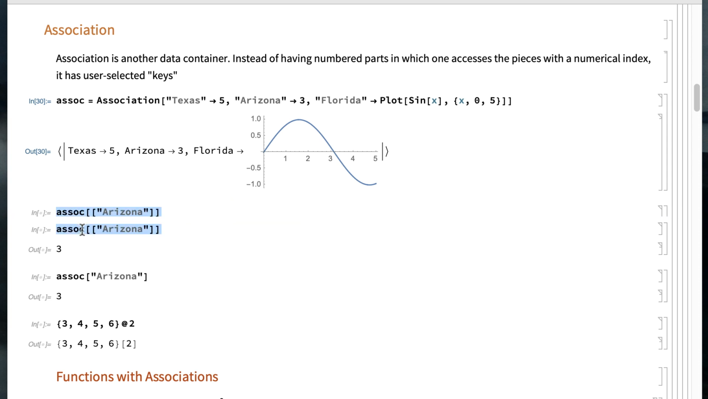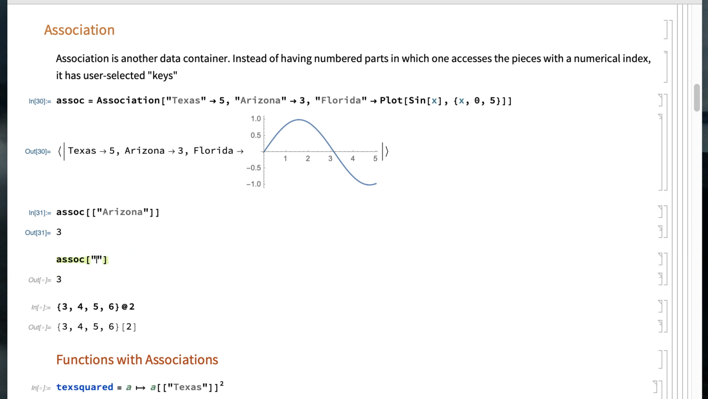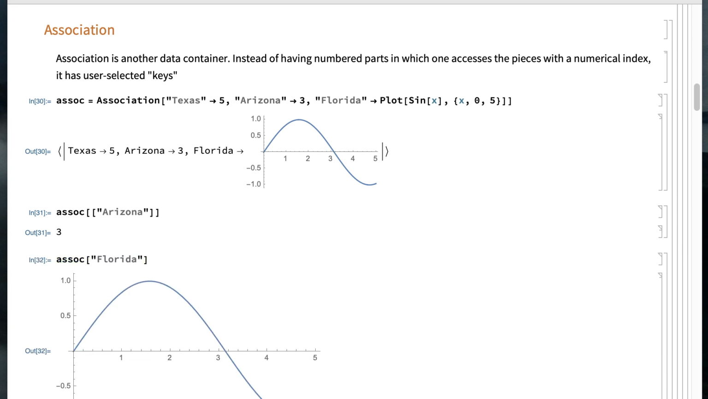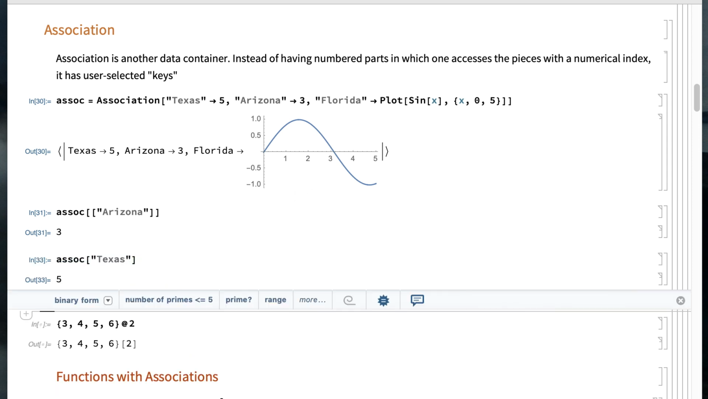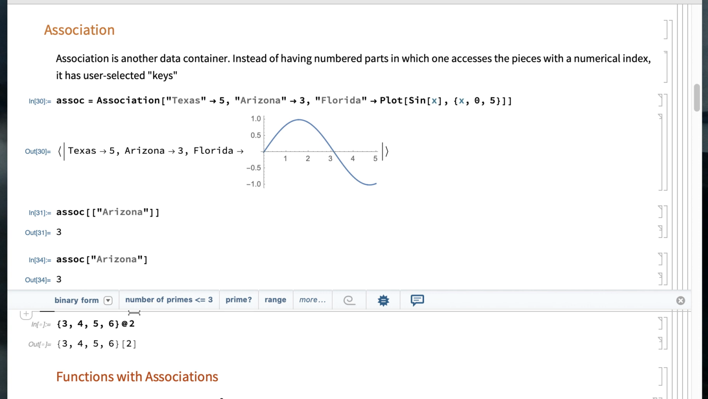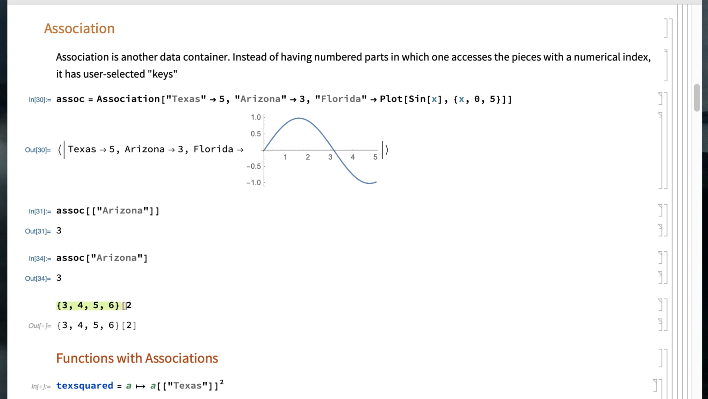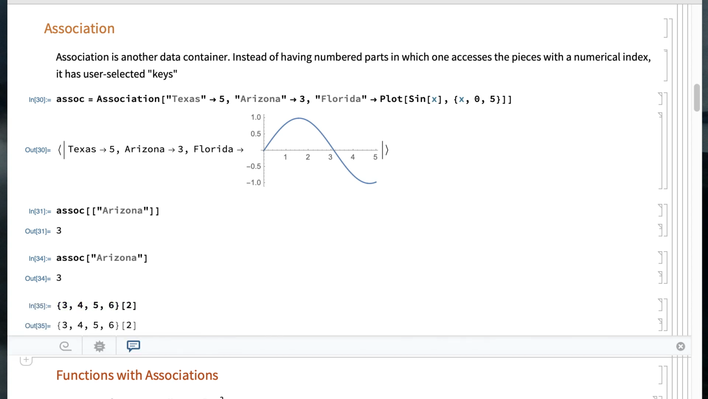We can use that same part operator, or, and here's where it's a little tricky, because association is also a function in some sense. You can apply that function to a key and get the value out. So here, if I say, what is association of Florida, I'm going to get this plot. If I say, what's association of Texas, I'm going to get 5. Okay, let's go back to where it was, which I think was of Arizona. Yeah. All right. You'll notice that isn't true of lists. If I take a list and apply it to 2, it says, I don't know what you're talking about.